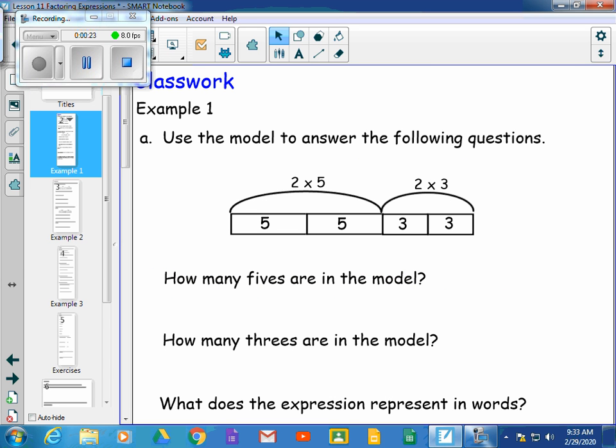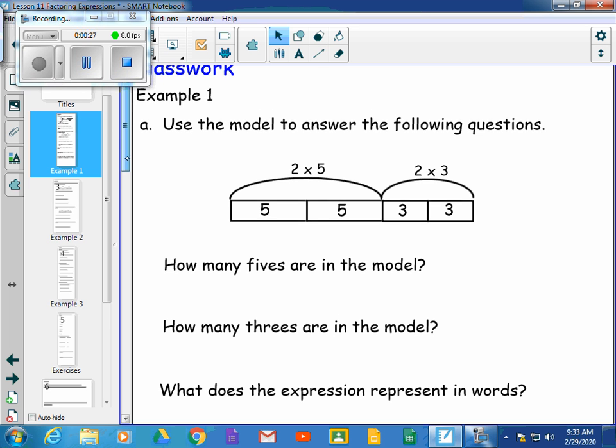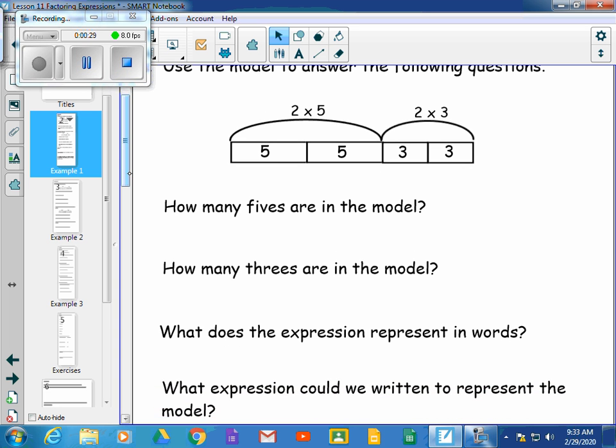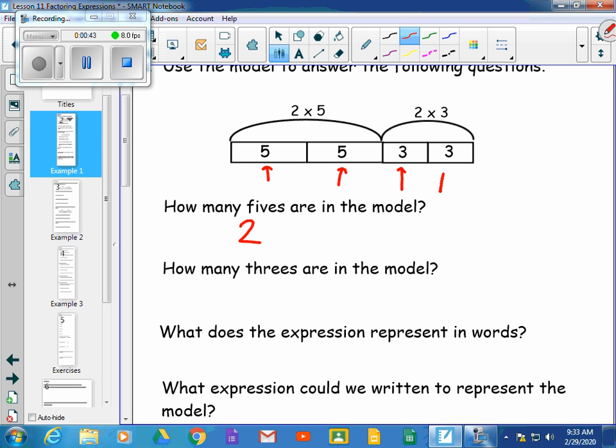This tells us to use the model to answer the following questions. We have a tape diagram or a bar model, and it first asks us how many 5s are in the model. Well, we can see that there's a 5 there and there's a 5 there, so that means there are 2 5s in that model. How many 3s are in the model? I see 2 3s as well.